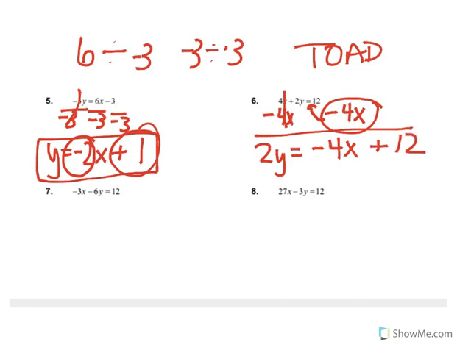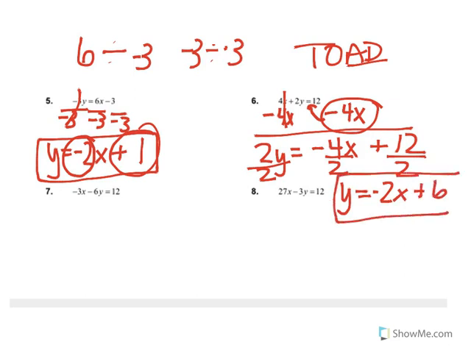Now, we took the x over, so what are we going to do now? We're going to divide. Take the x over and divide. So now we're going to divide by 2. Everything gets divided by 2, every part. So you get y equals -4 divided by +2 is -2, and 12 divided by 2 is 6. So you get y equals -2x plus 6.